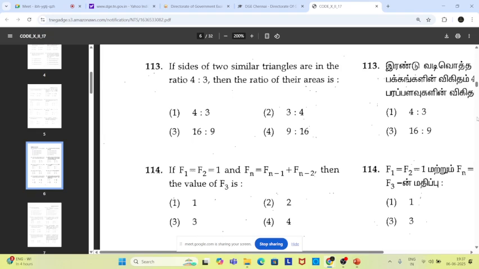If sides of two similar triangles are in the ratio 4:3, then the ratio of their areas is... So try to do that. Just a minute, I'll come. You try to do that.